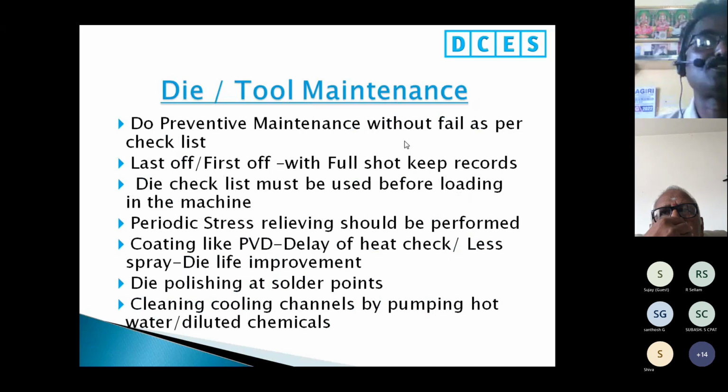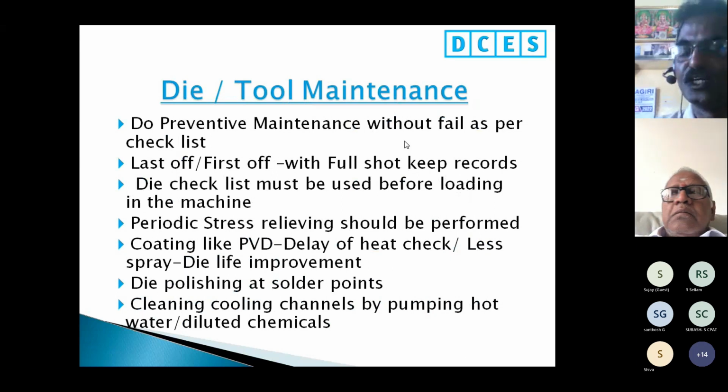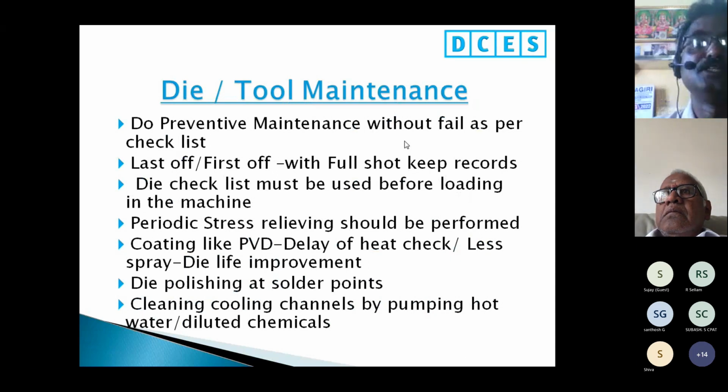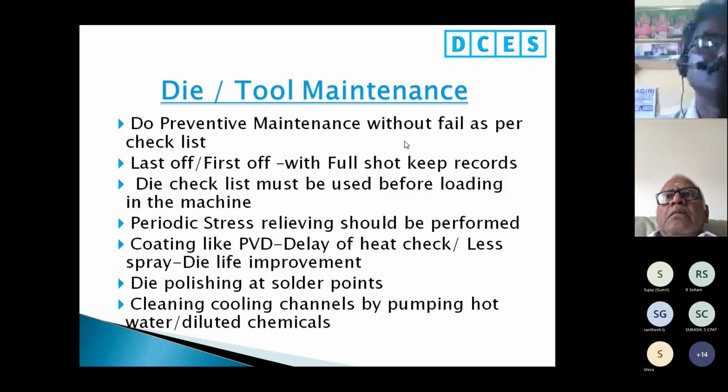When you have a last off from the shop, it should be taken from the shop floor and given to the die maintenance to check properly, and it should be recorded properly, and the correction should be done properly. With the full shot, keep records. The die checklist must be used before loading in the machine. These are all simple things, but they will give you a huge benefit.